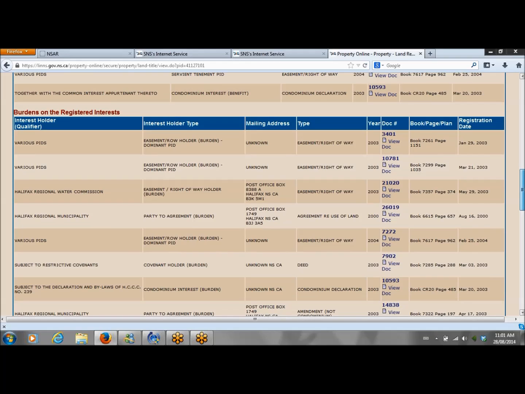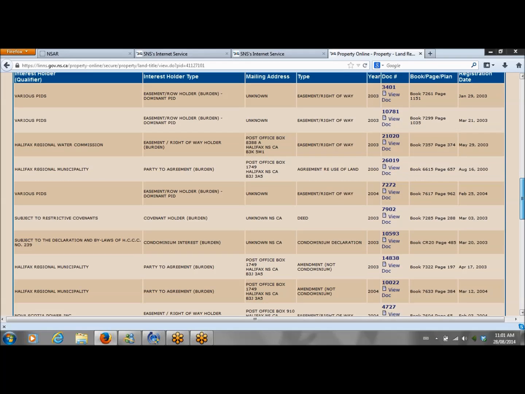But let's look at the various interests. There's a lot because it's a condo. So we've got various PIDs, easement row holder, because that will tie almost every PID in the building as being subject to the restrictions of X. Halifax Water, everybody has to agree, because when you sell a condo, it's all tied together, right? And everybody has to, by default, agree to certain things.